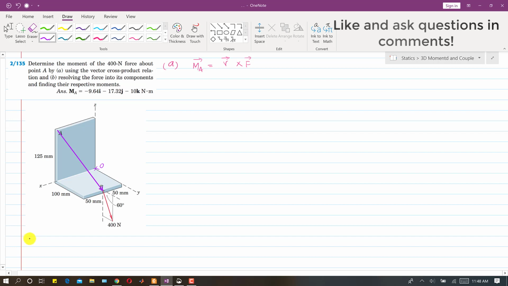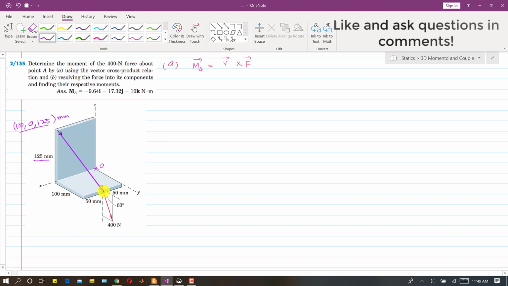Let's write the coordinates of point A. If this is the origin, we need to travel this much distance along the x-axis, and this distance is 50 plus 50, so it is 100 mm. Since point A is in the xz plane, there is no need to travel along y, so the y coordinate is 0. Along the z direction we will travel 125 mm, so I will write 125. These are the coordinates of A in mm.